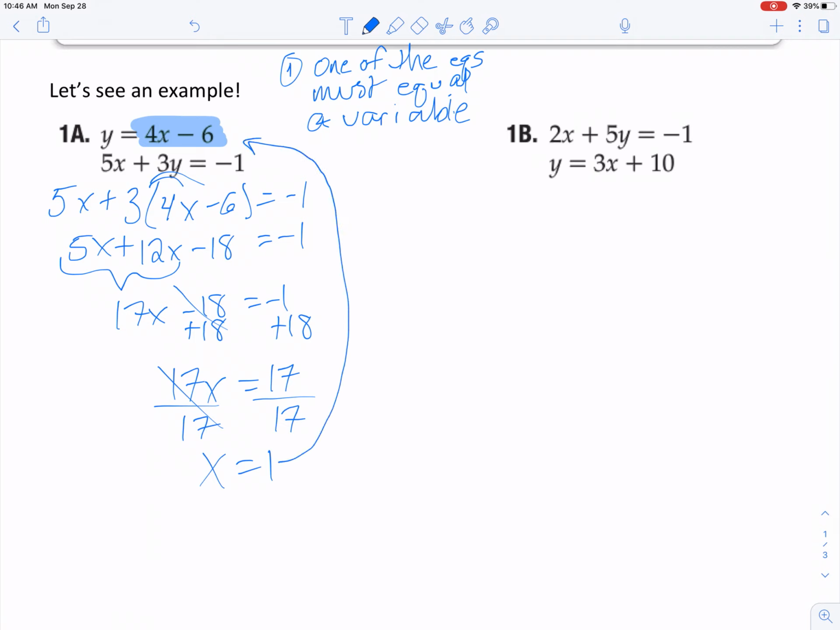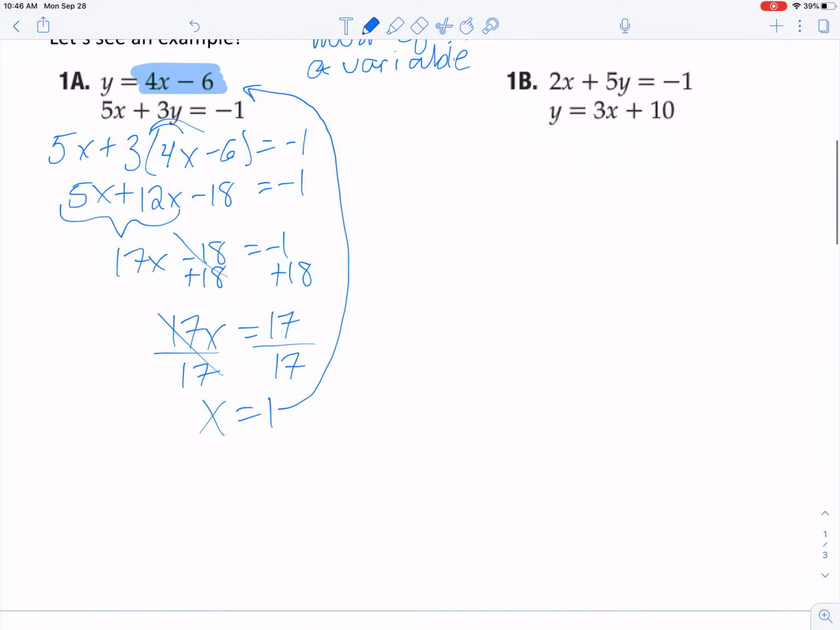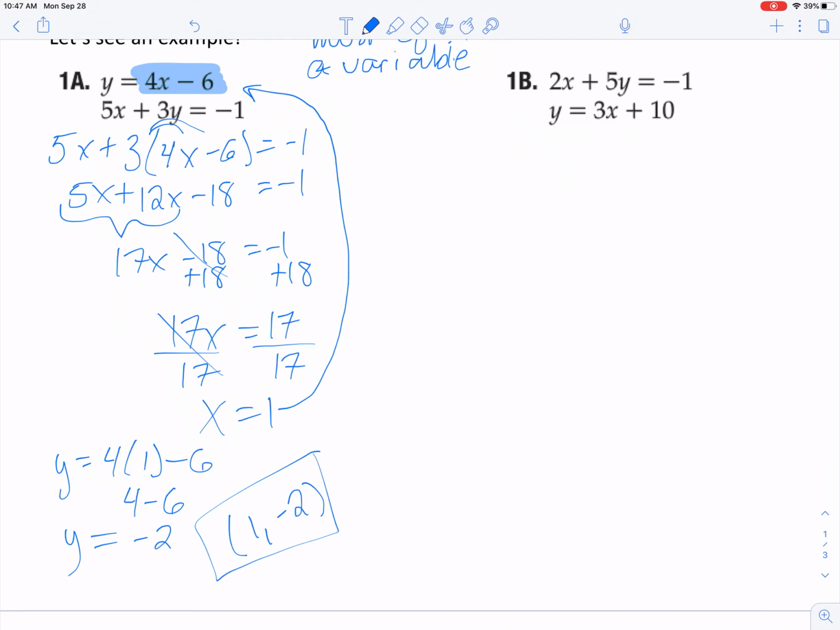As a general rule, I like to use the one that says either y equals or x equals because, I don't know, it just seems like it takes less time to solve. So y equals 4, parentheses, x equals 1, so plug in a 1. 4 times 1 is 4, and 4 minus 6 is negative 2. So my answer as a point is 1, negative 2. That's all you do, folks.